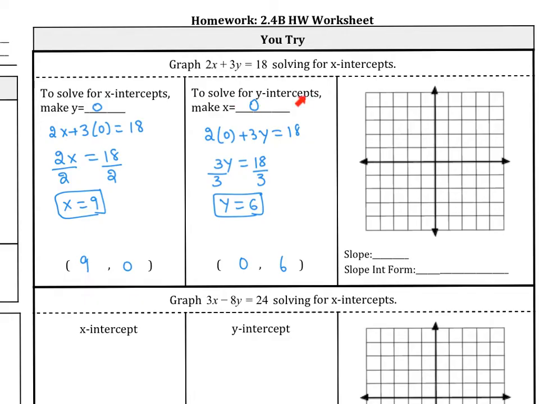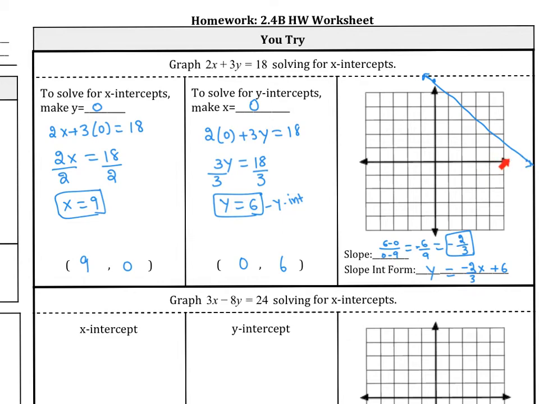To solve for the y-intercept, you're going to make x 0. So you use this 0 for x and then solve for y. So 3y equals 18, divide by 3 on both sides, you get y equals 6, or the y-intercept is 6. So the point form is 0, 6. Now to graph this equation, you're going to plot 9, 0, and that is going to be on the x-axis line.